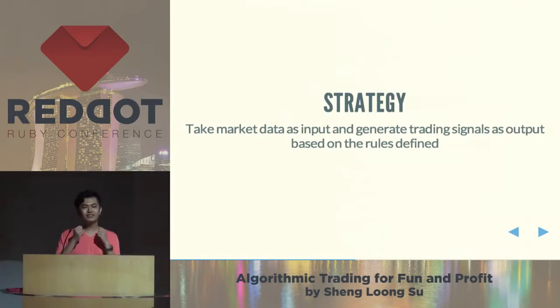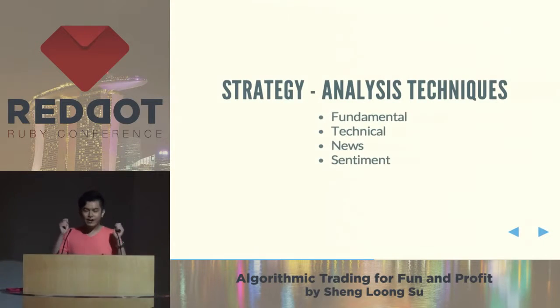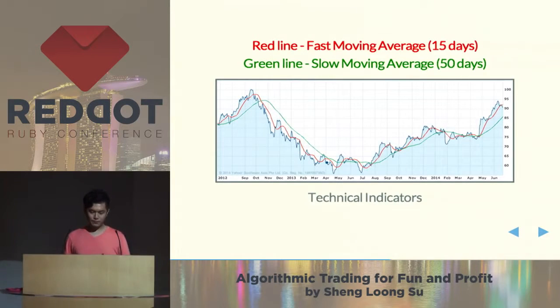After we have got the market data, we have to develop a strategy that takes in the market data as input, and then we generate some trade signals as output based on the rules that we defined. So the question is, how do we define the rules? Well, there are different kinds of techniques. Some people opt for fundamentals, technicals, news, and sentiment. It really depends on your style. But today I'm going to talk about technical analysis.